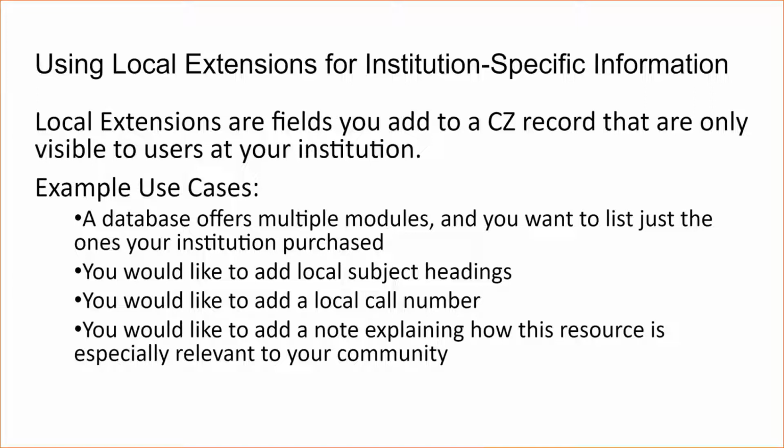Local extensions are fields you add to a CZ record that are only visible to users at your institution. Some example use cases are a database offers multiple modules and you want to list just the ones your institution purchased, or you would like to add local subject headings, or a local call number, or you would like to add a note explaining how this resource is especially relevant to your community. Next slide, please.